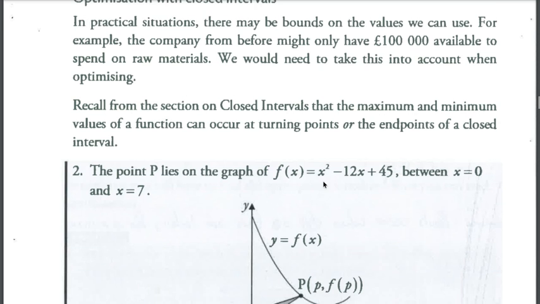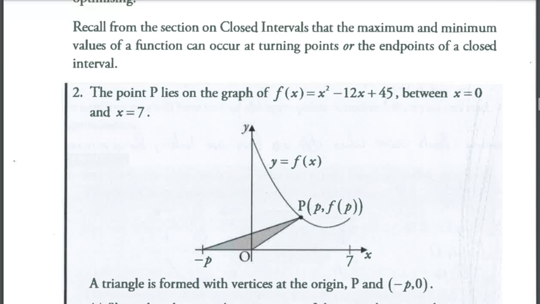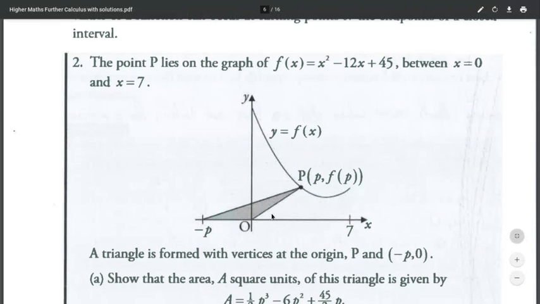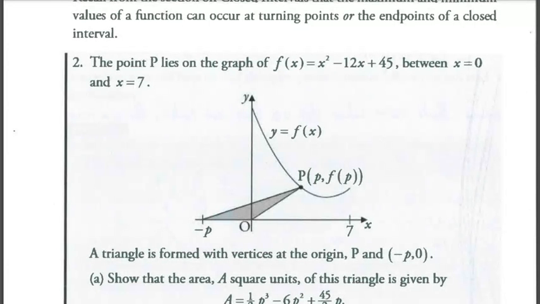So we might be told, for example, again, I'll let you read this bit up here. In this question, the point P lies on the graph between x equals 0 and x equals 7. So there's 7 there, here's 0 here, and this point lies on this curve. We'll find out later in the question the curve doesn't actually look like this between 0 and 7, but that is the diagram we're given in the question. The point P lies on the graph between 0 and 7.